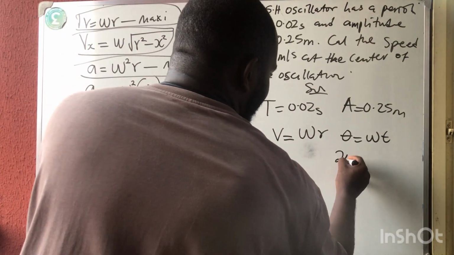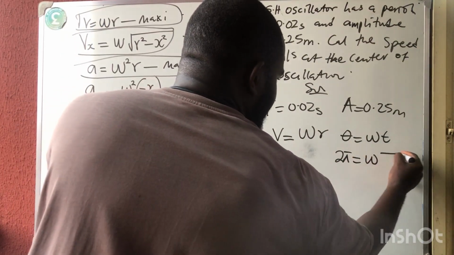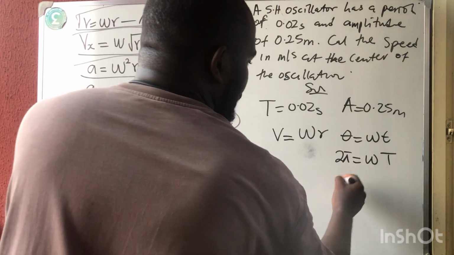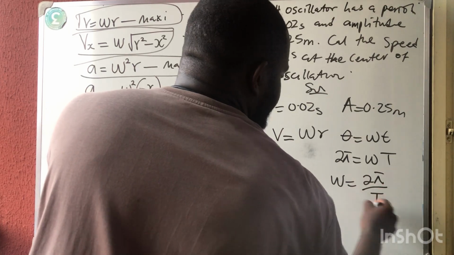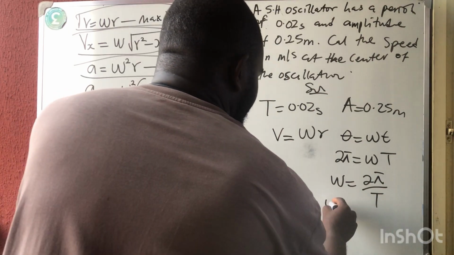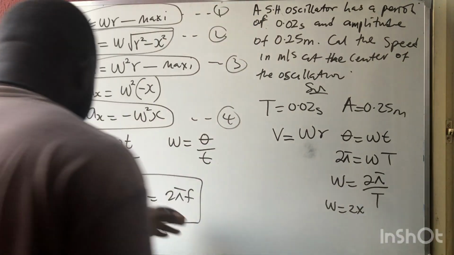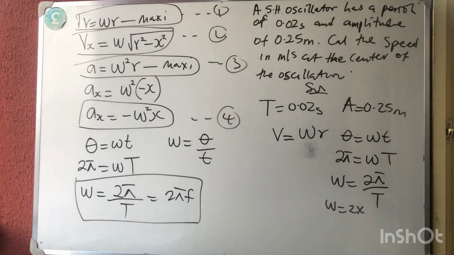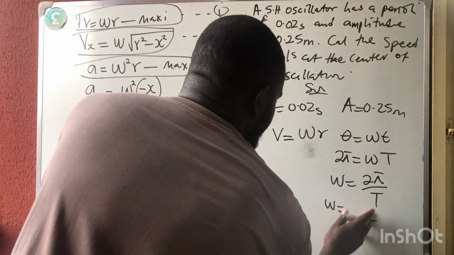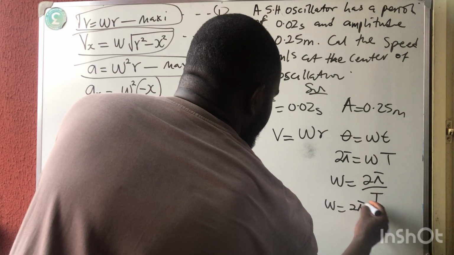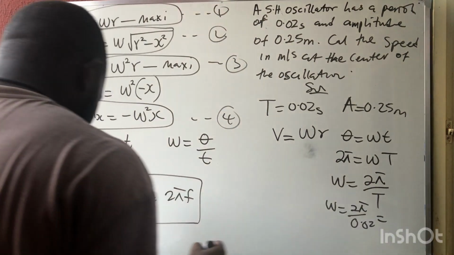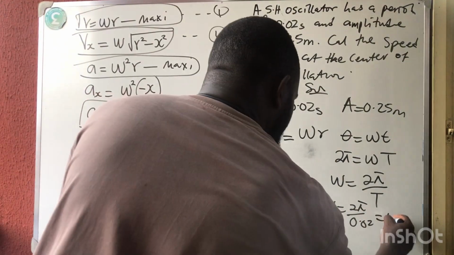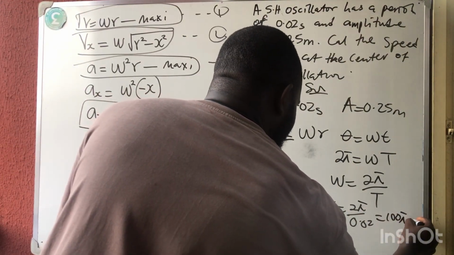Then to change the theta to T, I'm going to have 2 pi is equal to what? W times the big T, because I want to get my W. So my W will now be what? 2 pi over T, is it not? So therefore my W is equal to 2 times pi, 3.142, or let me leave it as pi. That is 2 pi over my 0.02, which will give me 2 divided by 0.02, 100 pi in rad per second.